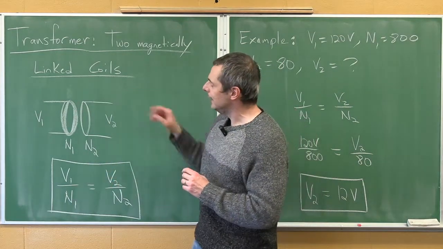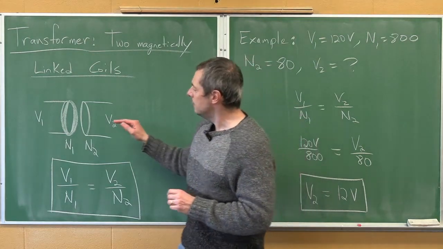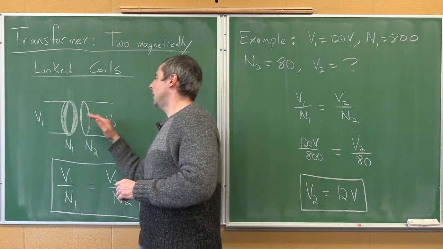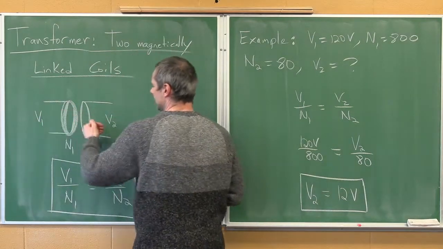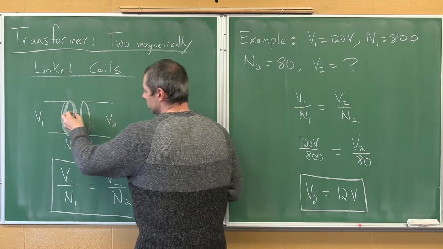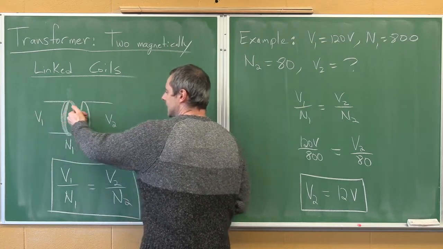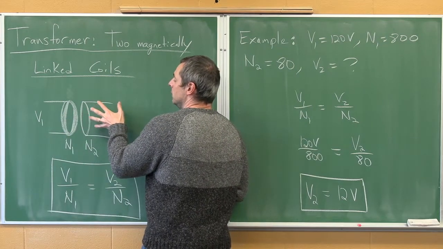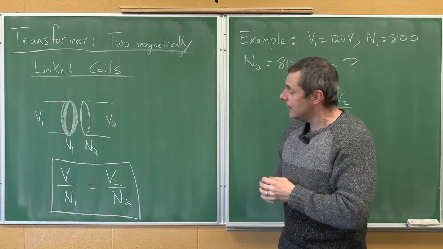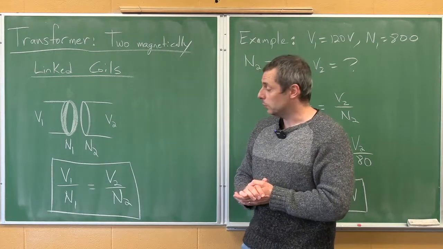They're only magnetically linked. And again, this only works with alternating current, because then the magnetic field will oscillate. As this current is oscillating, it creates an oscillating magnetic field, and that changing flux then creates a voltage. A direct steady current will create a steady magnetic field, no changing flux over here, so no voltage will be transmitted.